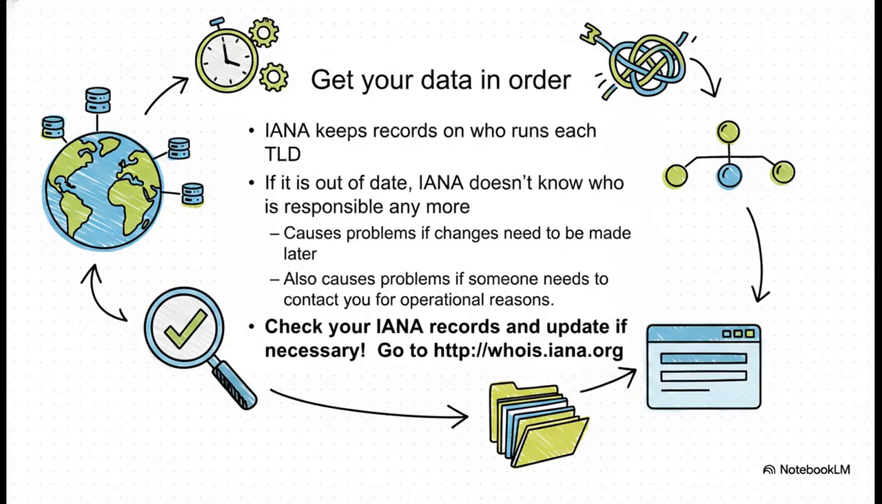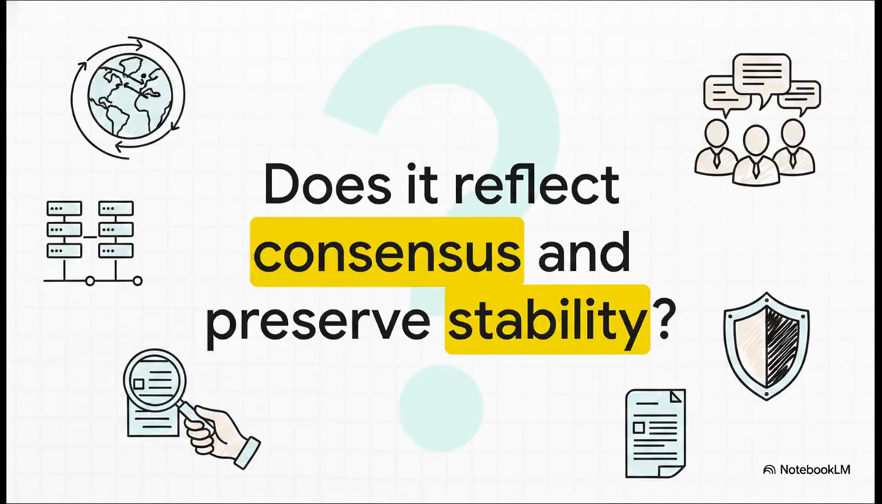And because the system relies so heavily on these local operators, the administrative housekeeping is incredibly high stakes. IANA keeps records on who runs each domain. If an operator's local contact data gets out of date, IANA simply doesn't know who is responsible anymore, and that can cause absolute chaos if critical operational changes need to be made, or if there's some kind of technical emergency. So the golden rule, and the practical reality of keeping the internet stable, is that operators must meticulously maintain their records at whois.iana.org.